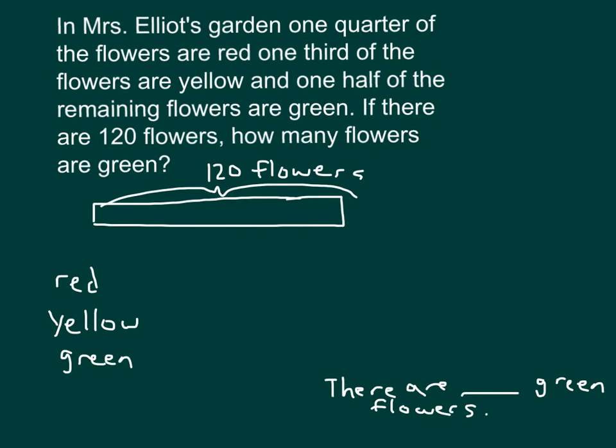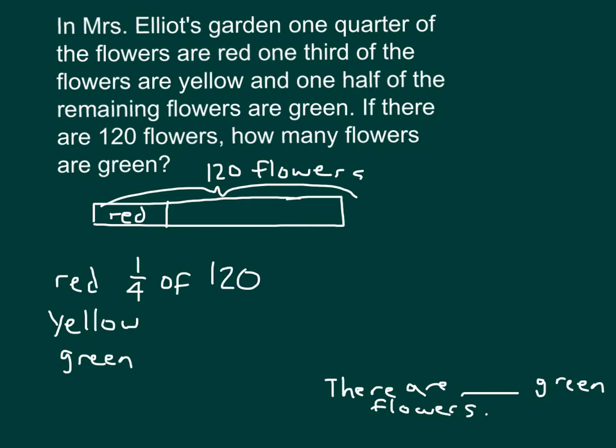As we look through the problem again, it says, in Mrs. Elliot's garden, 1/4 of the flowers are red. So, that is about 1/4 of the bar. Those are red. How do we figure out that amount that are red? Remember, red was 1/4, right? And it's 1/4 of 120 of the total.